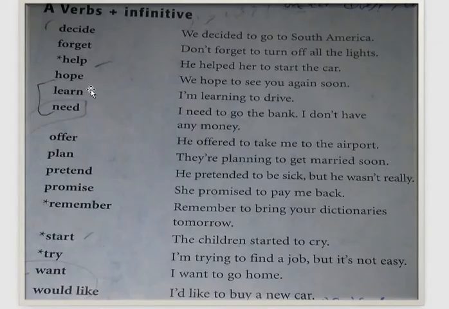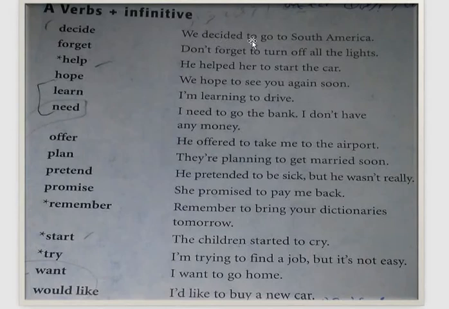Look here. Verb plus infinitive. Infinitive means to: verb plus to plus the verb. If you look here, these verbs always take to after them: decide, forget, help, hope, learn, need, offer, plan, pretend, promise, remember, start, try, want, would like. Always we use to after them.